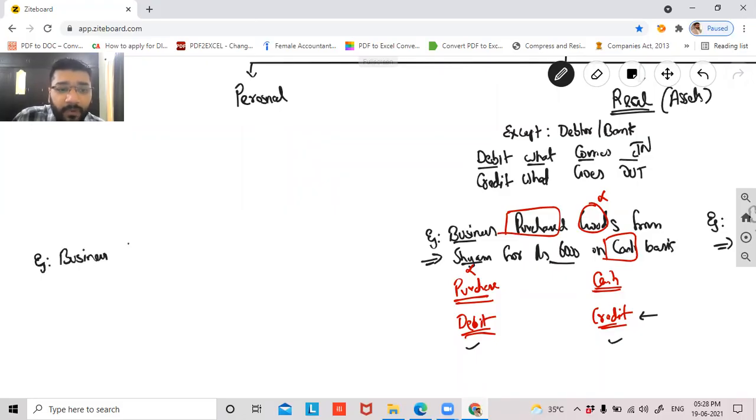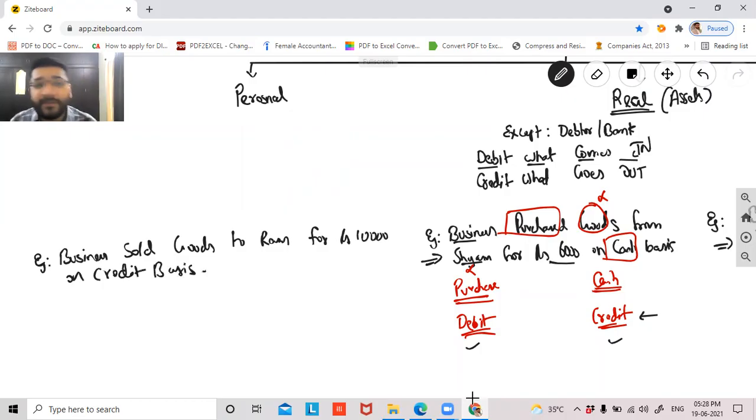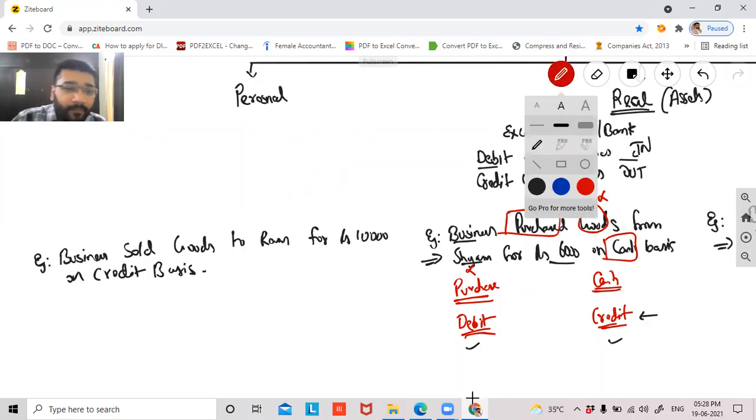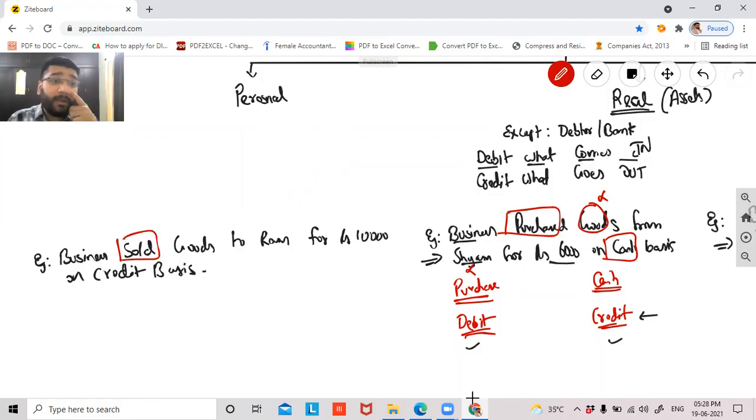Business sold goods to Ram for rupees 10,000 on credit basis. Tell me guys, which two accounts are affected here? Sales, because I have to take care of my income, because every transaction ultimately leads to the profitability of the business, and profit means sales will come into picture. So sales is affected. Another account, guys.